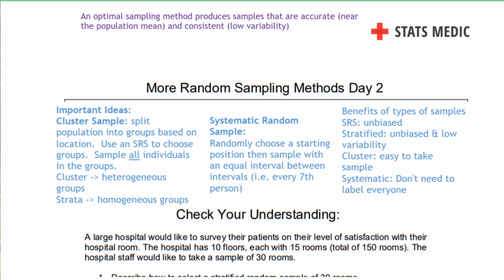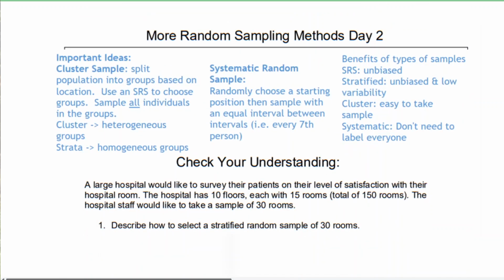Now the systematic random sample is an easy sampling method to work with, but you do need to randomly choose a starting position and then sample with an equal interval between each individual. So in other words, every 7th person or every 5th person, however it is you want to do that. Okay, and then we're going to talk about the benefits of the different samples. SRS is unbiased, meaning that the center of the distribution is going to be the population center.